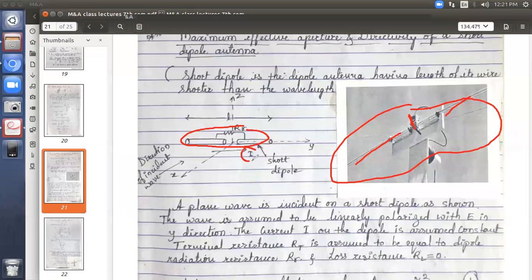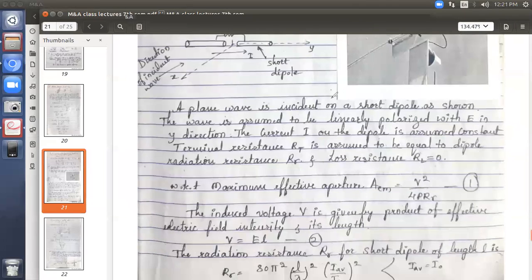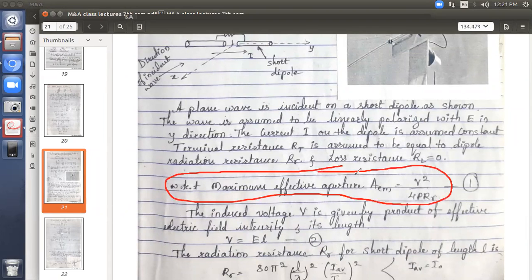The important thing to remember here is that the current distribution is constant. Current I is assumed to be constant. So very directly, based on this basic equation, we got A_EM while dealing with the maximum effective aperture, V squared by 4 P R_R. Here the V value we substituted directly as E into L, because L is the length of that antenna and E is the field. As the current is constant, the field will be the same. So V is very straightforward, E into L.